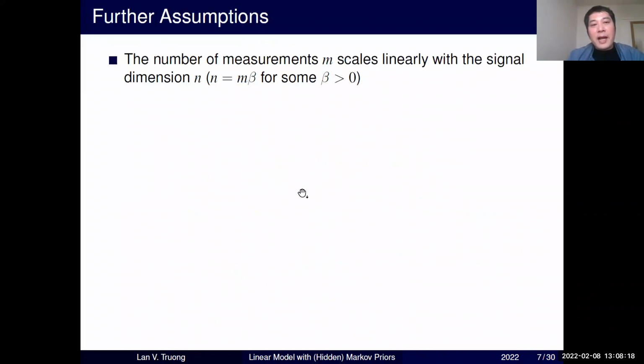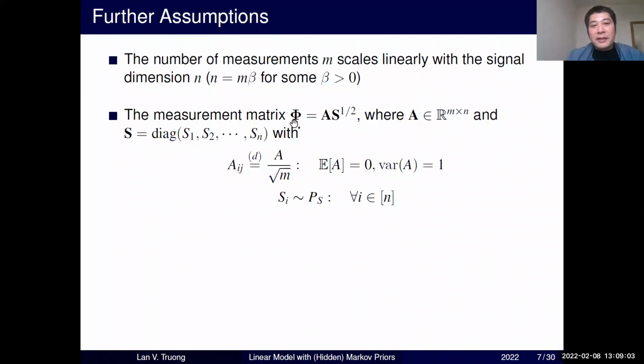We also made other assumptions. For example, the number of measurements scales linearly with signal dimension, so n equals m beta for some beta greater than 0. This assumption appears in almost all the research papers in these areas. I don't know the original reason, but one reason for communication is that a linear model can represent a coding scheme in communication. And the coding scheme usually has a rate equal to beta or 1 over beta. That's why usually we assume that n equals m beta.